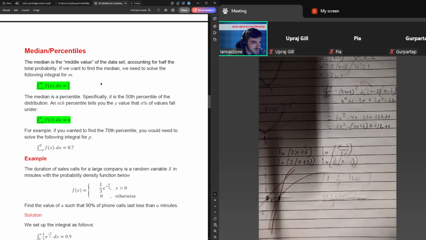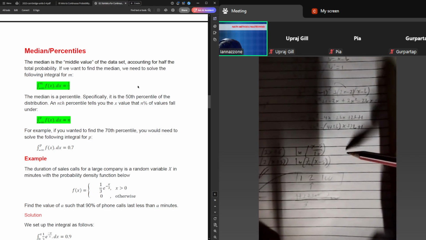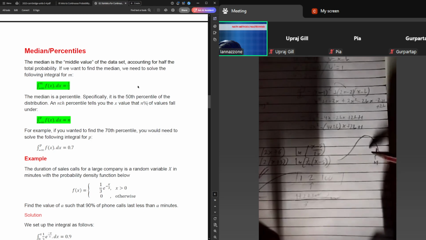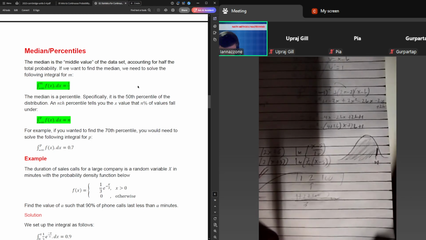As far as what it means in terms of percentiles, median is just another word for the 50th percentile, which simply means that, if you consider any percentile, the nth percentile just tells you some value that n% of values fall underneath. So the 90th percentile would be something like, if I were to draw a little bell curve, it might be this value here, which accounts for 90% of all the possible outcomes here.